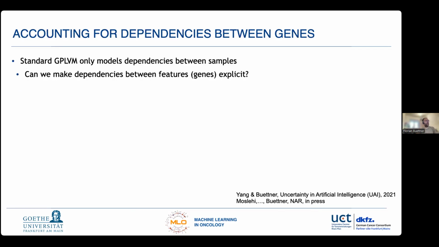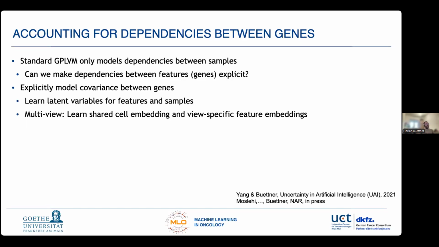However, it has one big drawback, namely that the standard GPLVM, this underlying architecture, explicitly models the correlation structure between samples or cells, but it pretends that all the features, so all the genes, are independent, which is of course not true, right? So to make this really usable for these complex multimodal datasets, we want to make dependencies between the genes explicit. In other words, we'd like to learn the correlation structure also between the genes and not only between the patients or cells.